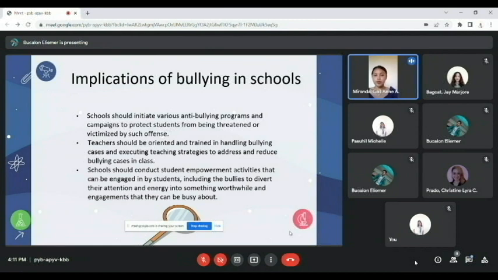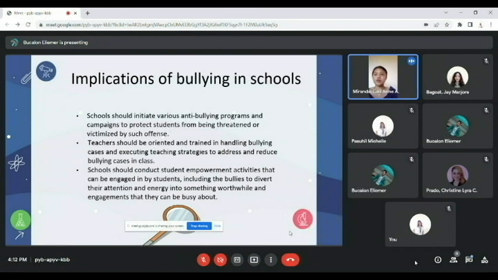We all know that bullying behavior impacts the whole school community and has detrimental effects on students' health, well-being, and learning. So here are the implications of bullying in schools. Schools should initiate various anti-bullying programs and campaigns to protect students from being threatened or victimized by such offense. Teachers should be oriented and trained in handling bullying cases and executing teaching strategies to address and reduce bullying cases in class.